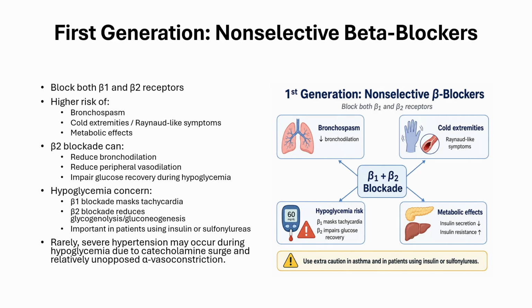Beta-1 blockade can mask tachycardia that serves as an early warning sign of hypoglycemia, leading to hypoglycemic unawareness. Beta-2 blockade in the liver and muscle can impair epinephrine-mediated glycogenolysis, which delays glucose recovery. And on rare occasions, a hypertensive crisis may occur because catecholamine release triggered by hypoglycemia produces unopposed alpha-1 adrenergic stimulation.